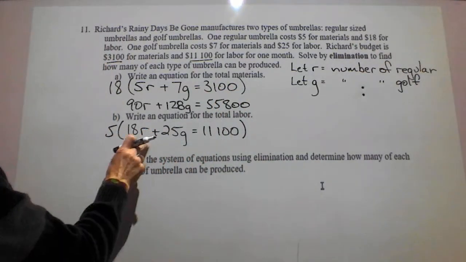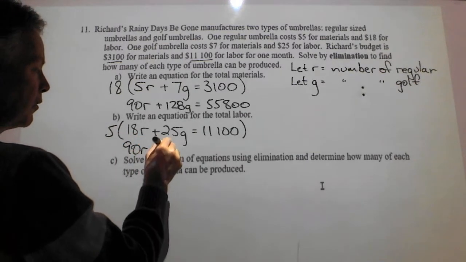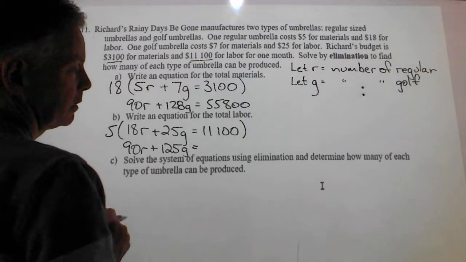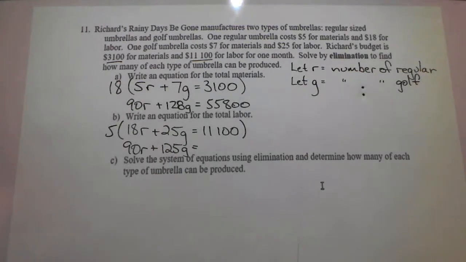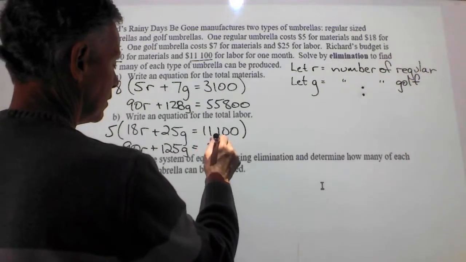Coming down here, we multiply through by 5. That gives us 90R, 125G, and I'm not going to bother. $55,500.